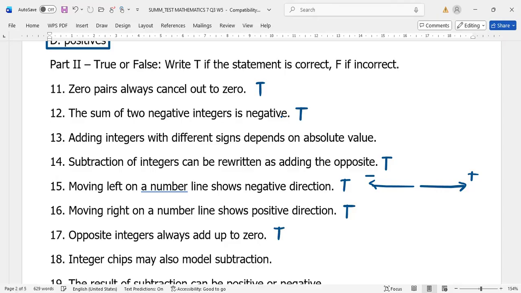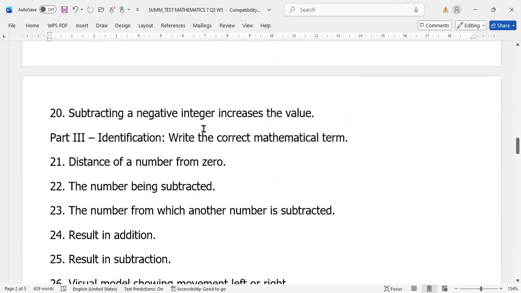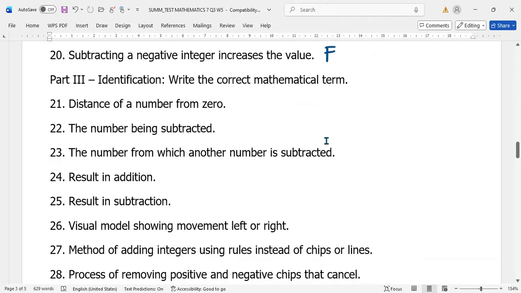Opposite integers always add up to 0. That's true. Integer chips may also model subtraction. That is true. The result of subtraction can be positive or negative. That is true. Subtracting a negative integer increases the value. That is false. Okay, negative. It's decreasing.